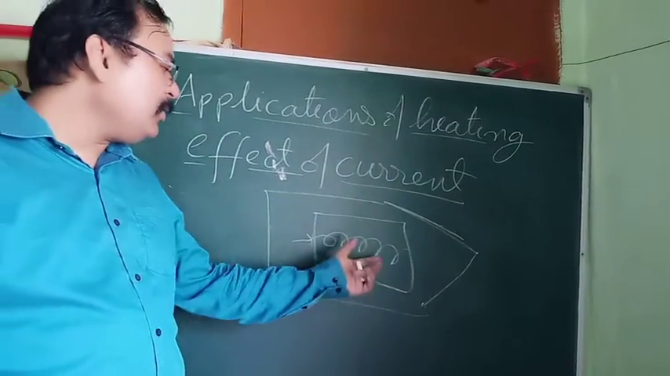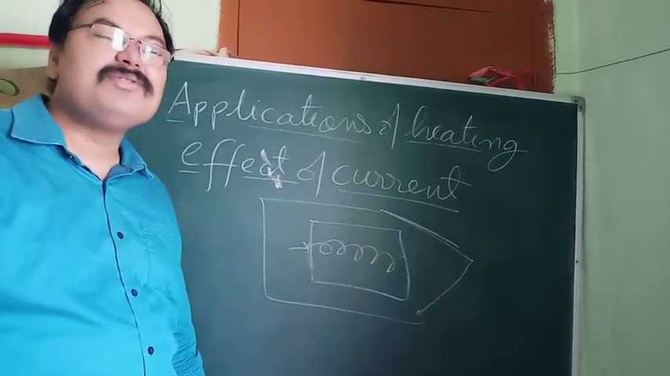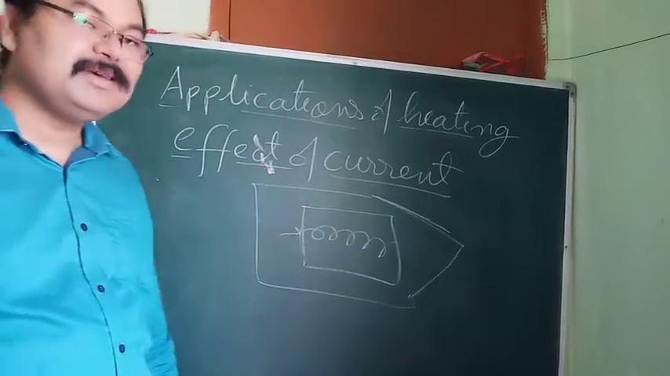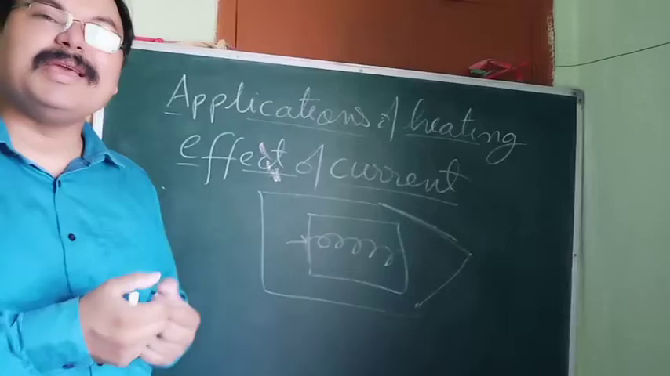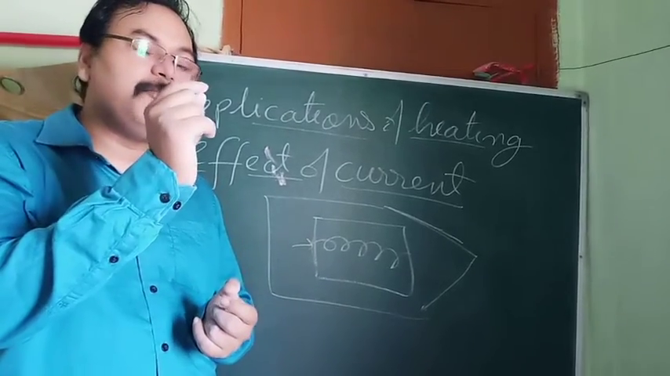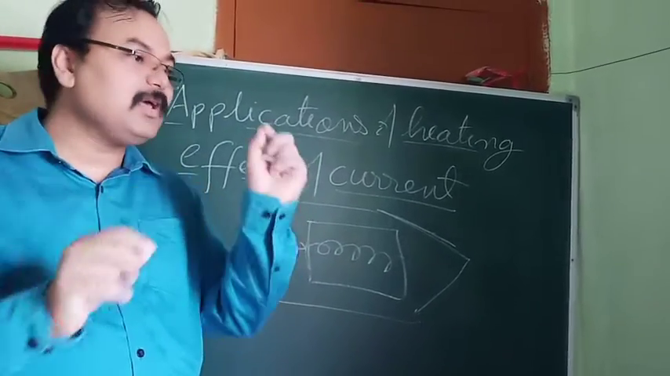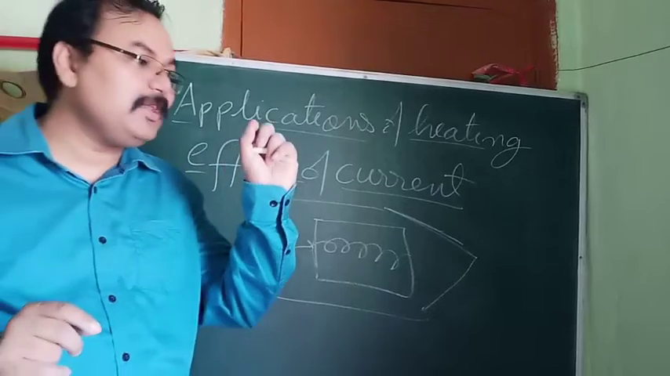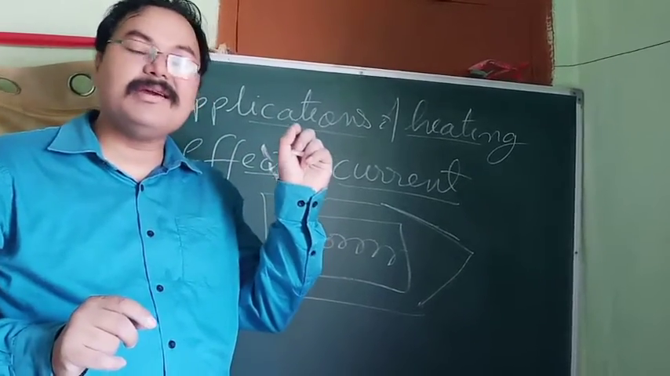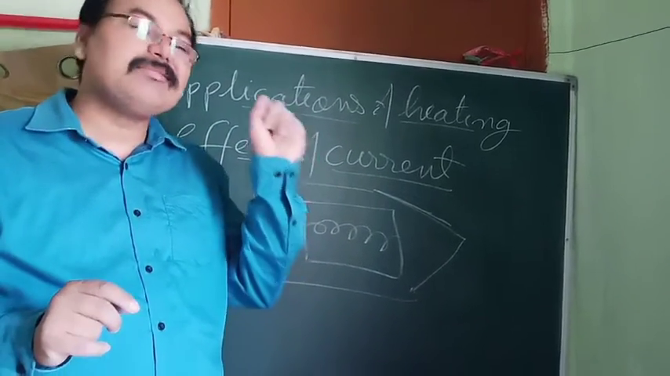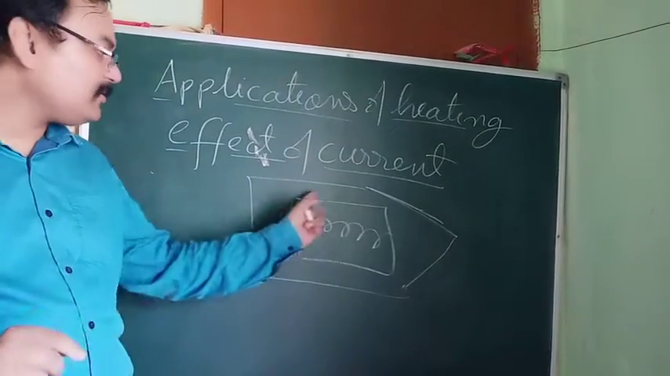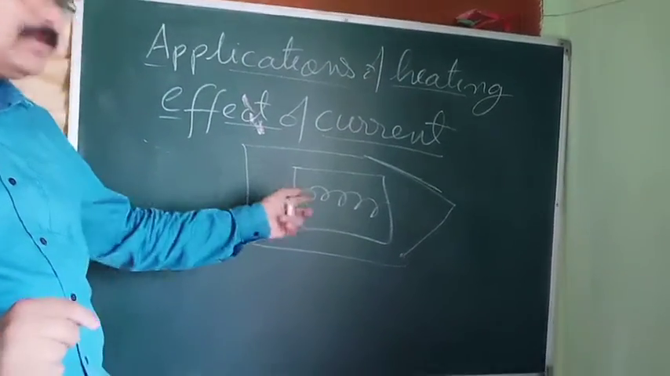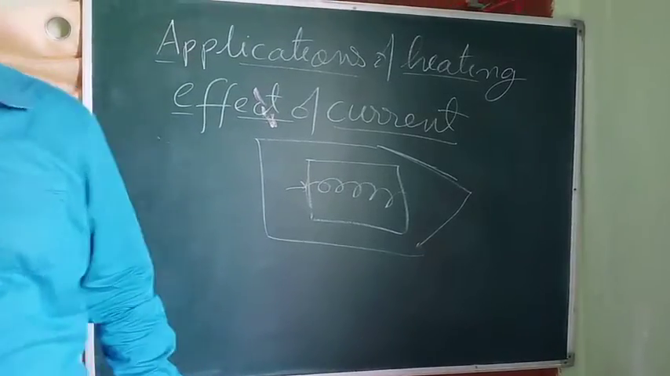Now, you might be thinking how this mica looks like. I think you might have seen the Abir and Gulal during Holi. You might have found in this Abir or Gulal there are small particles which are very shiny, which appear like glass. That is actually mica, that is that material. This is one of the applications of heating effect of current.